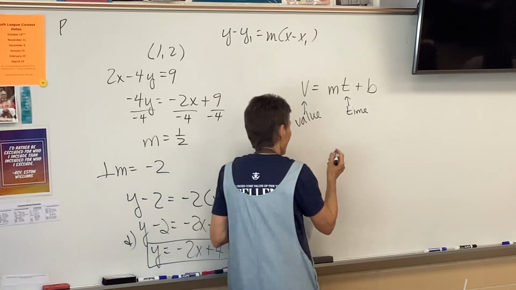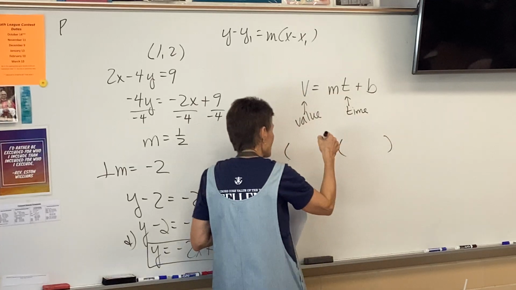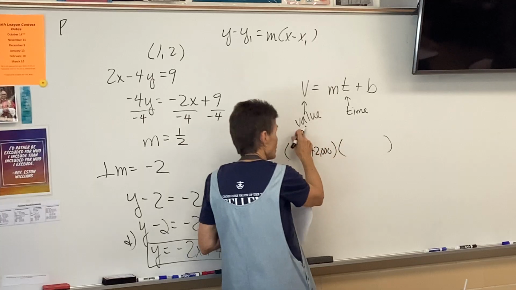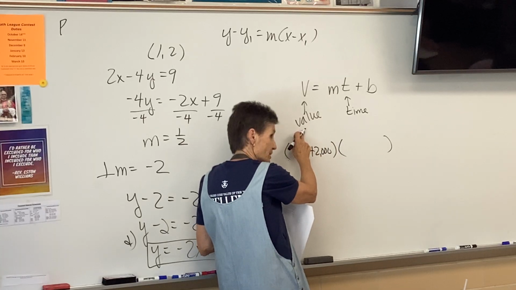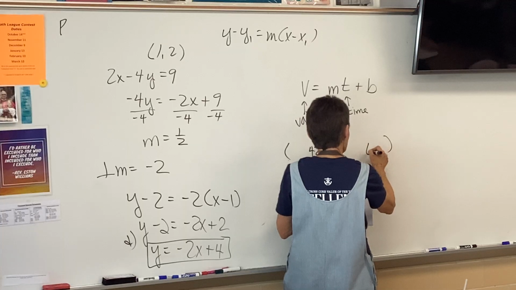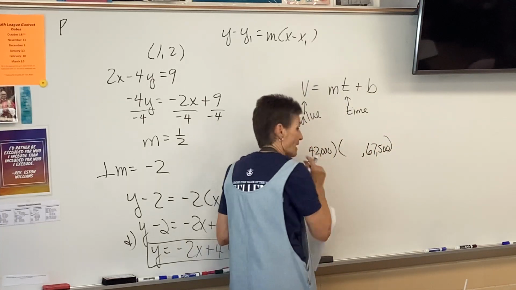Now keep in mind that the original purchase price was $42,000. So the original value was $42,000. The ending value was 67.5, so these are the Y's. These are the Y values.